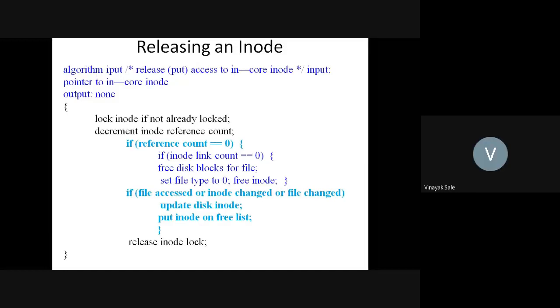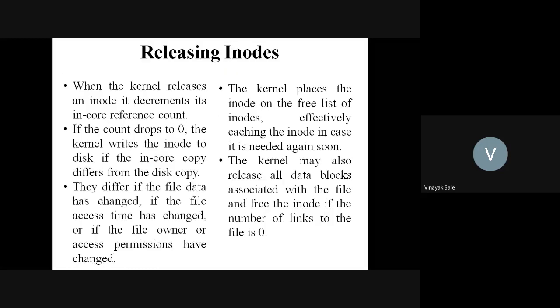The previous algorithm we have seen is the IGET algorithm, in which we allocate the inode. So here the algorithm is the IPUT algorithm, where we release that inode. So what happens while releasing the inode?